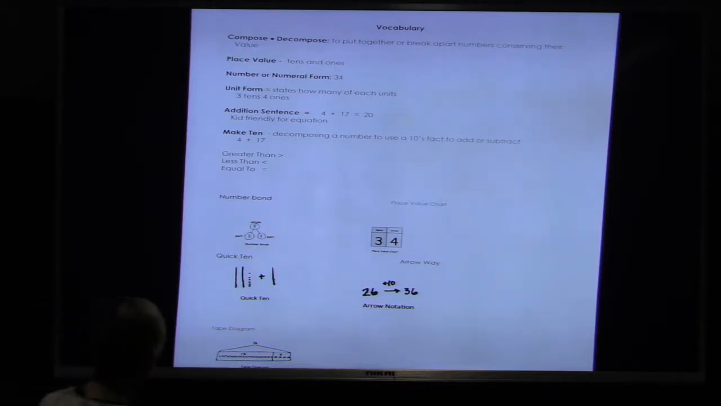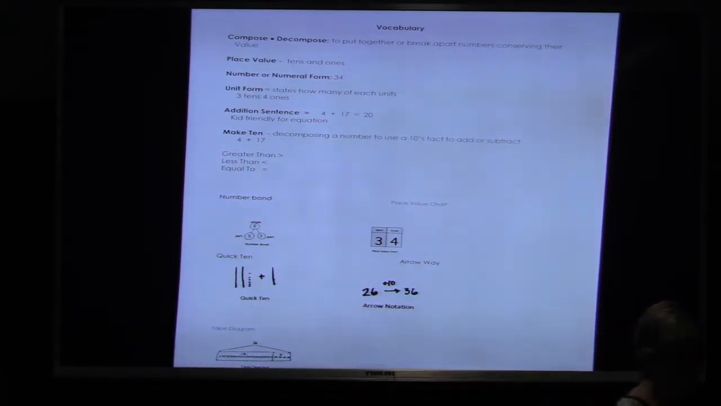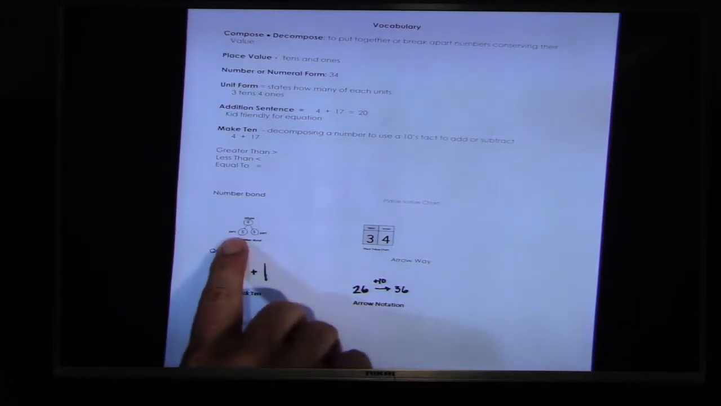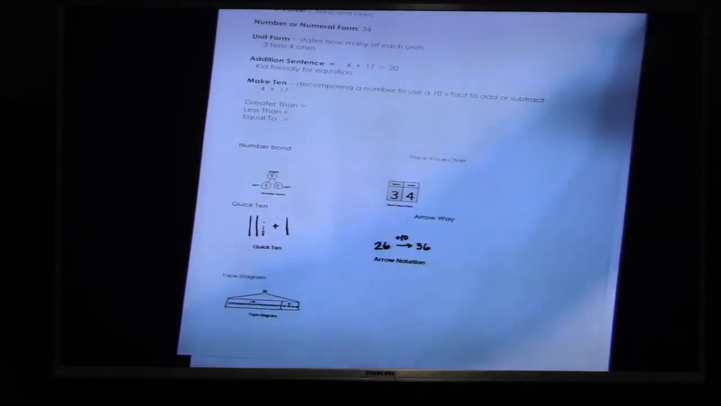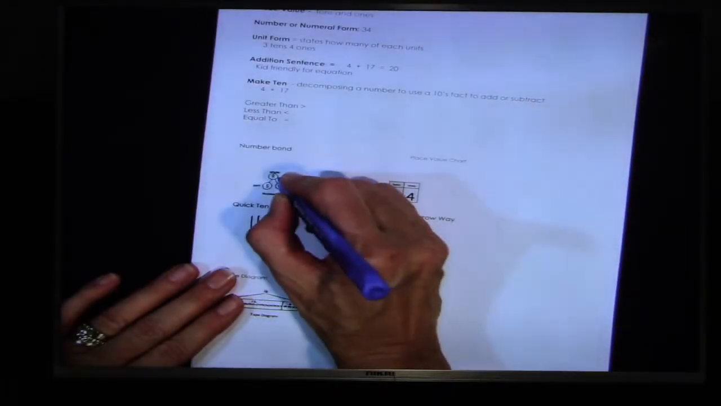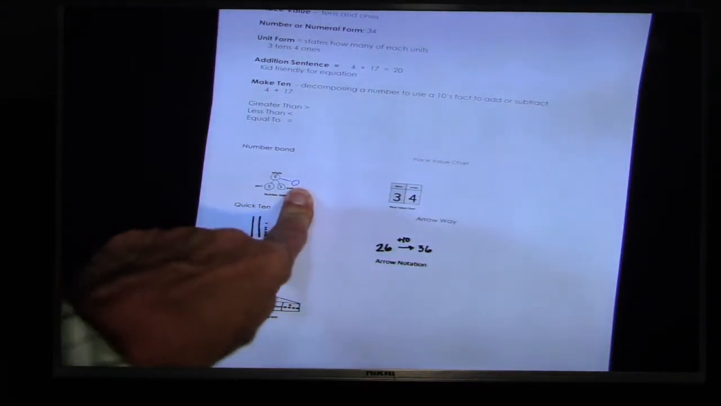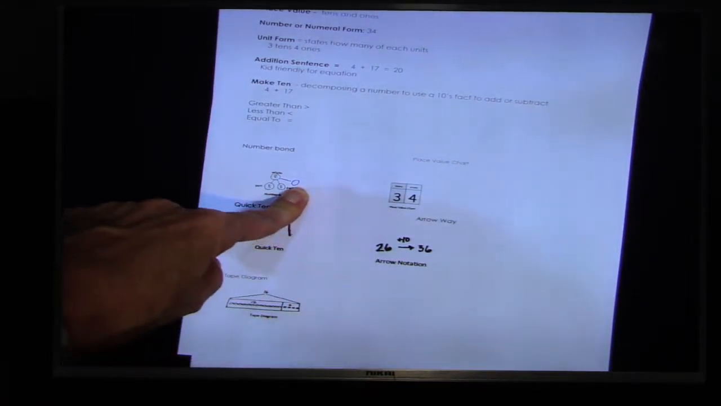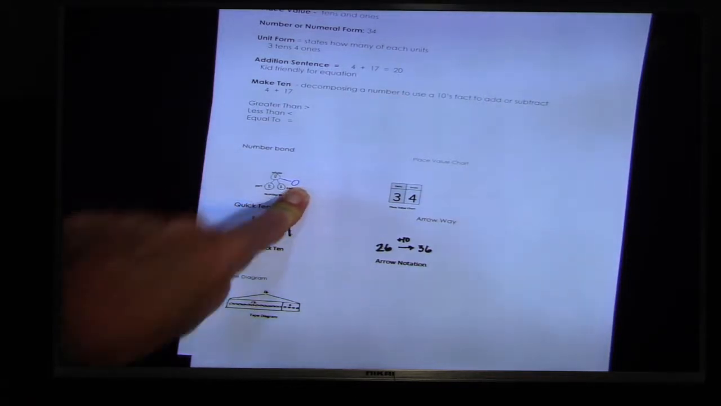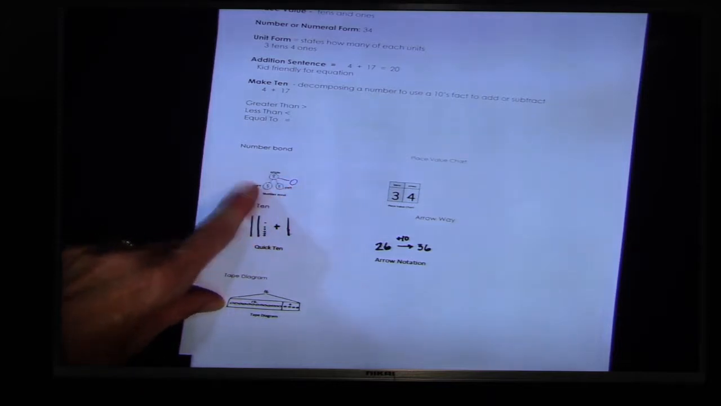Number bonds, they've been working with a lot. We will continue to show this representation. It's just how a number can be put together and taken apart. What I do want to also make sure is it doesn't have to only have 2 parts. We talked about this as part, part, whole. It can be part, part, part, whole. So it's just a little something to know.